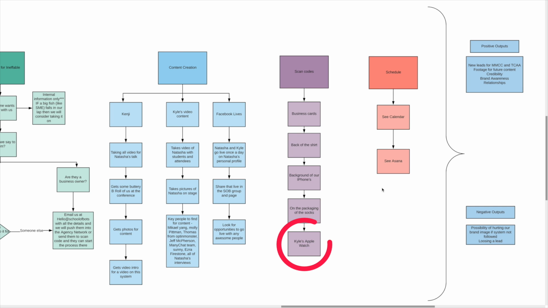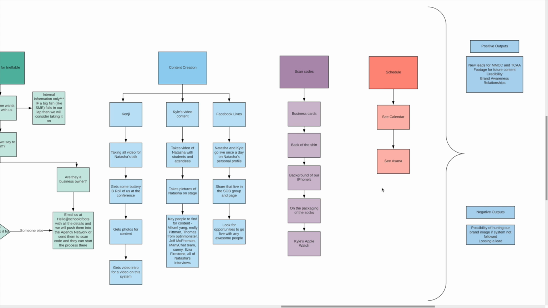Pretty cool to just lift up your wrist and have him scan your watch and be sent into another unique bot flow. The last one here is going to be our schedule. This is going to be where we have everything, every single part of the day. What are we doing at 8 a.m.? What are we doing at 10 a.m.? What conference do we want to go to at this time?